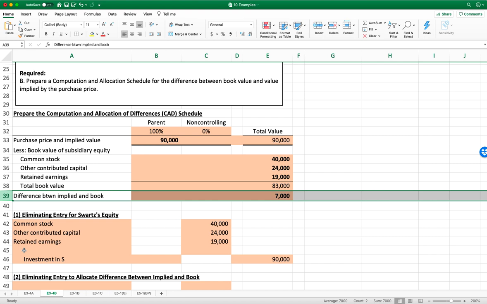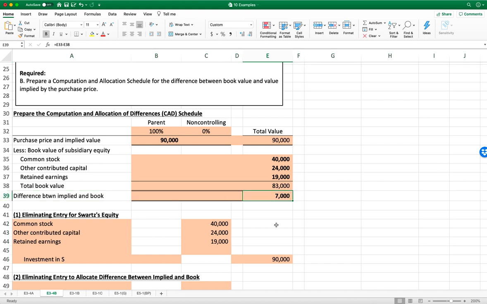So what we're going to do is, if our difference between implied and book is positive, we know that's going to end up being a debit in this first entry. If it's negative, it's going to end up being a credit. Either way, it's basically a plug to make this journal entry balance. So we're just going to record difference between implied and book.